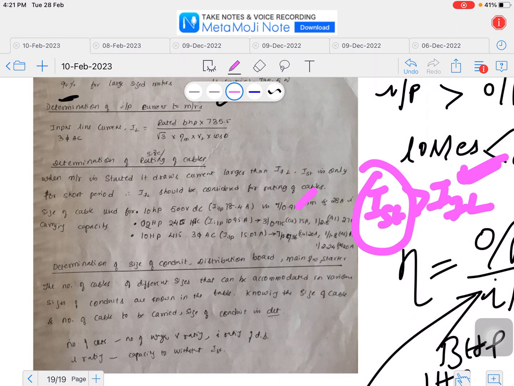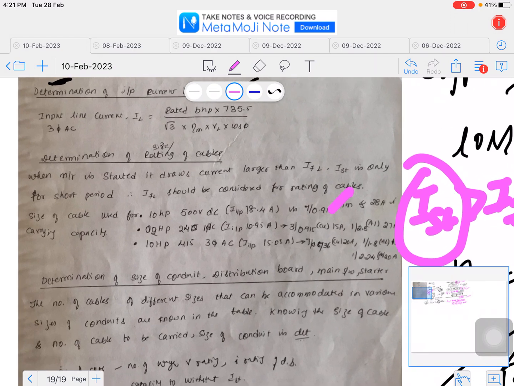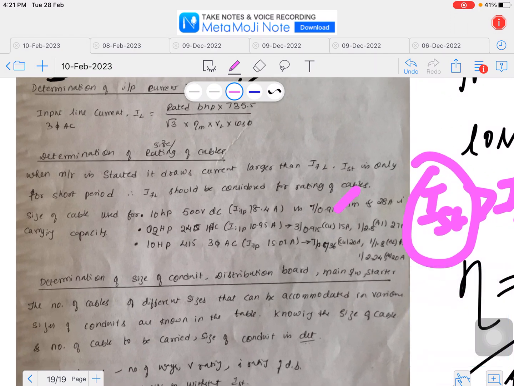According to the data I have given, if it is a 10 HP motor and 500 volts DC, you can find out the input current using the formula. You will get around 18.4 amps. Looking at the table, you can find out the cable size required, that is 7 bar 0.915 mm if it is copper, with 28 amps capacity.